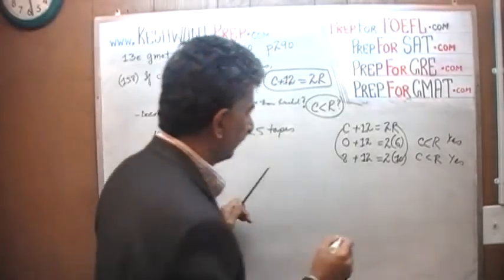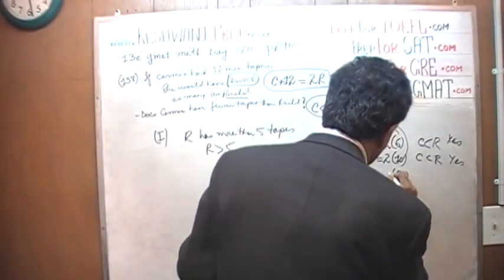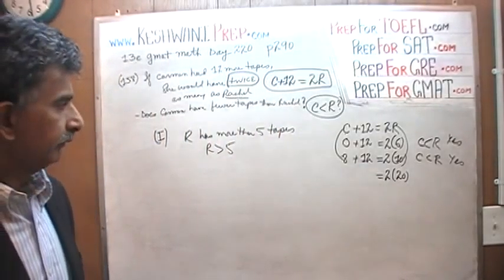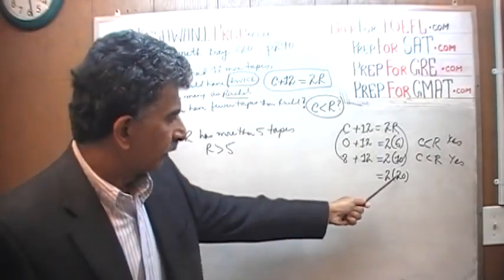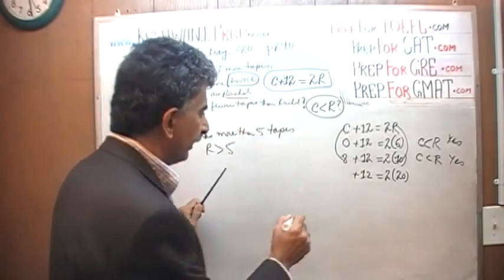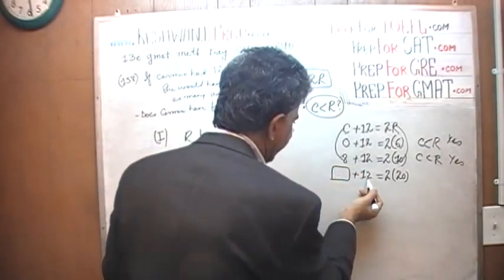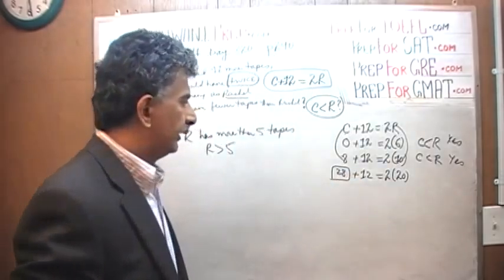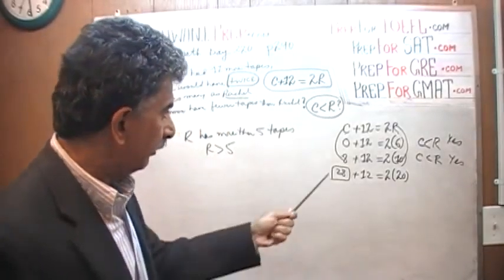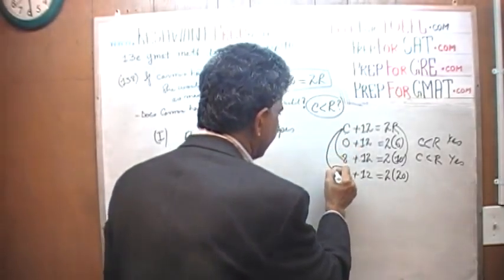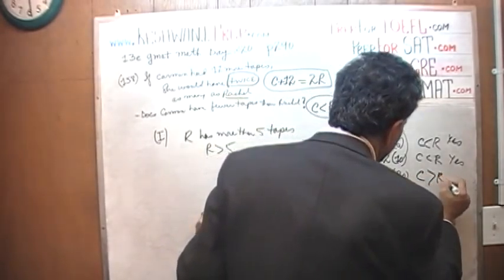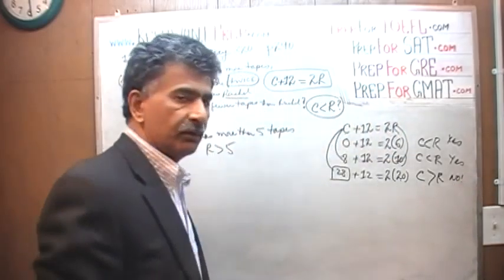Let's try one more time, shall we? Let's plug in 20 this time. Let's pretend that Rachel has 20 tapes. Then 2 times 20 would be 40. This is 12. What number do we need here to make it 40? Had it been 10, this would have been 30, so it's 28. 28 plus 12 will make it 40, which is 2 times 20. And now C is equal to 28, and R is equal to 20. C turns out to be greater than R.